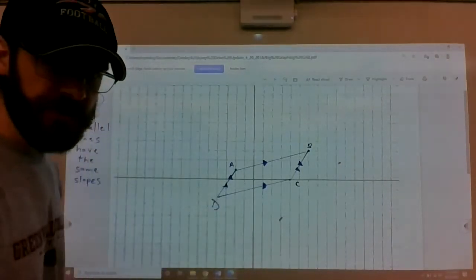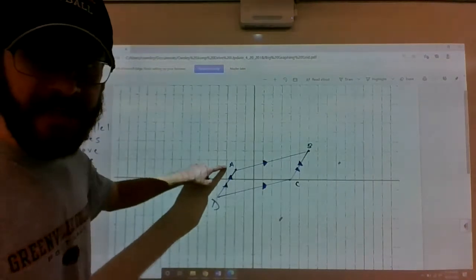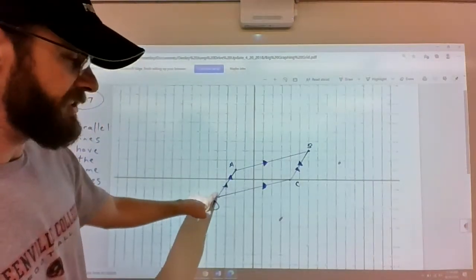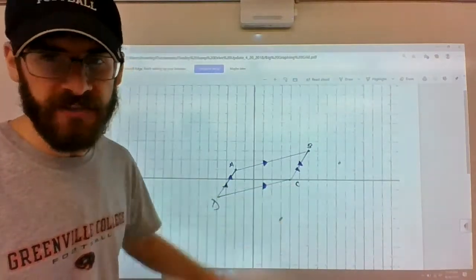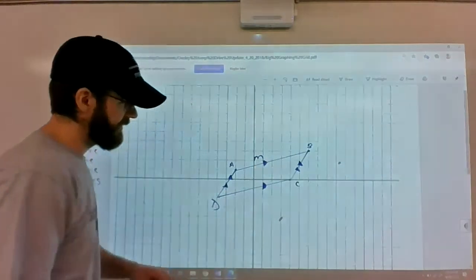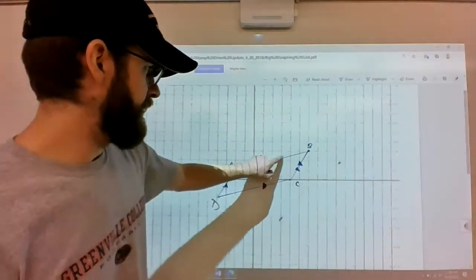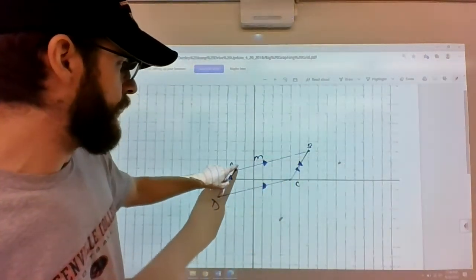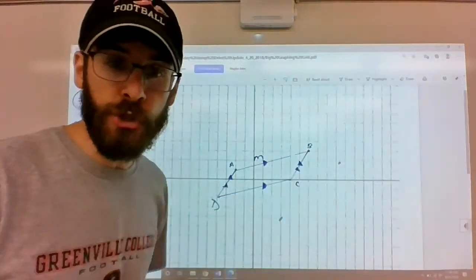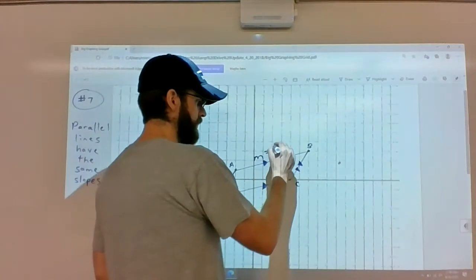So all we got to do is show that the slope of AB equals the slope of DC. Then we have to show that the slope of AD is equal to the slope of BC. All right, so M, the slope of this line segment, is the rise over run, so up 2, right? 1, 2, 3, 4, 5, 6, 7, 8. Up 2 over 8, which is equal to 1/4.